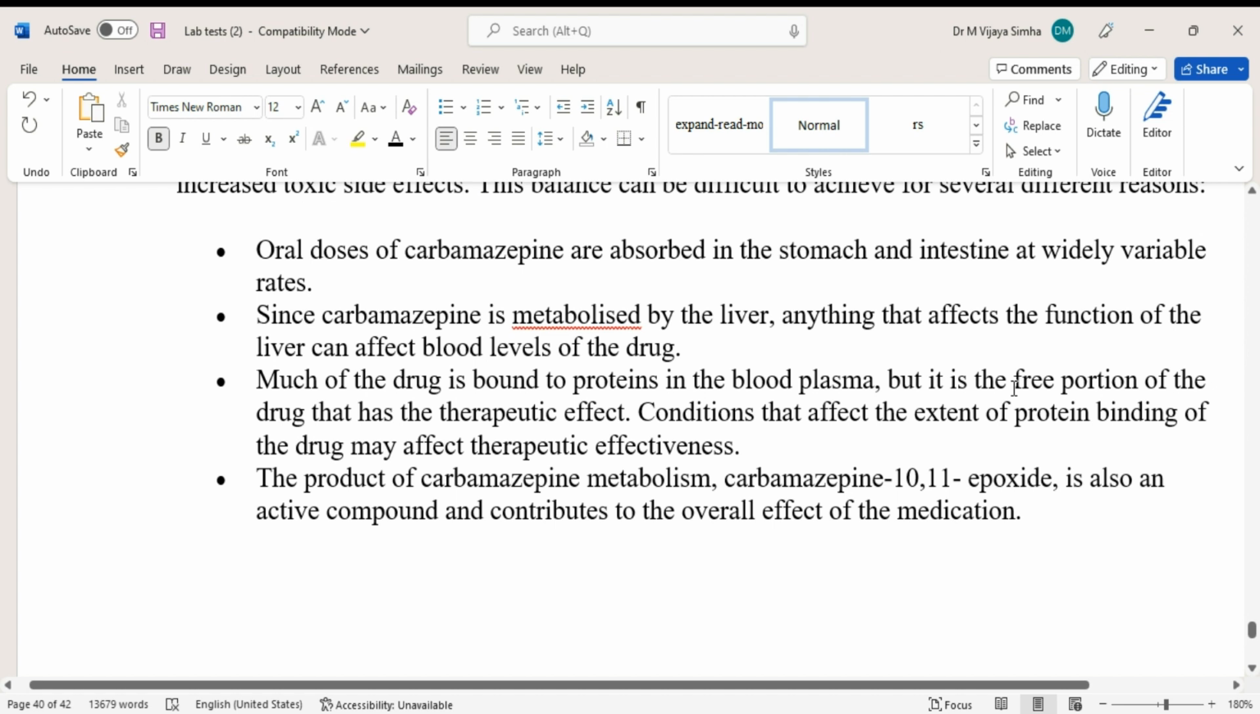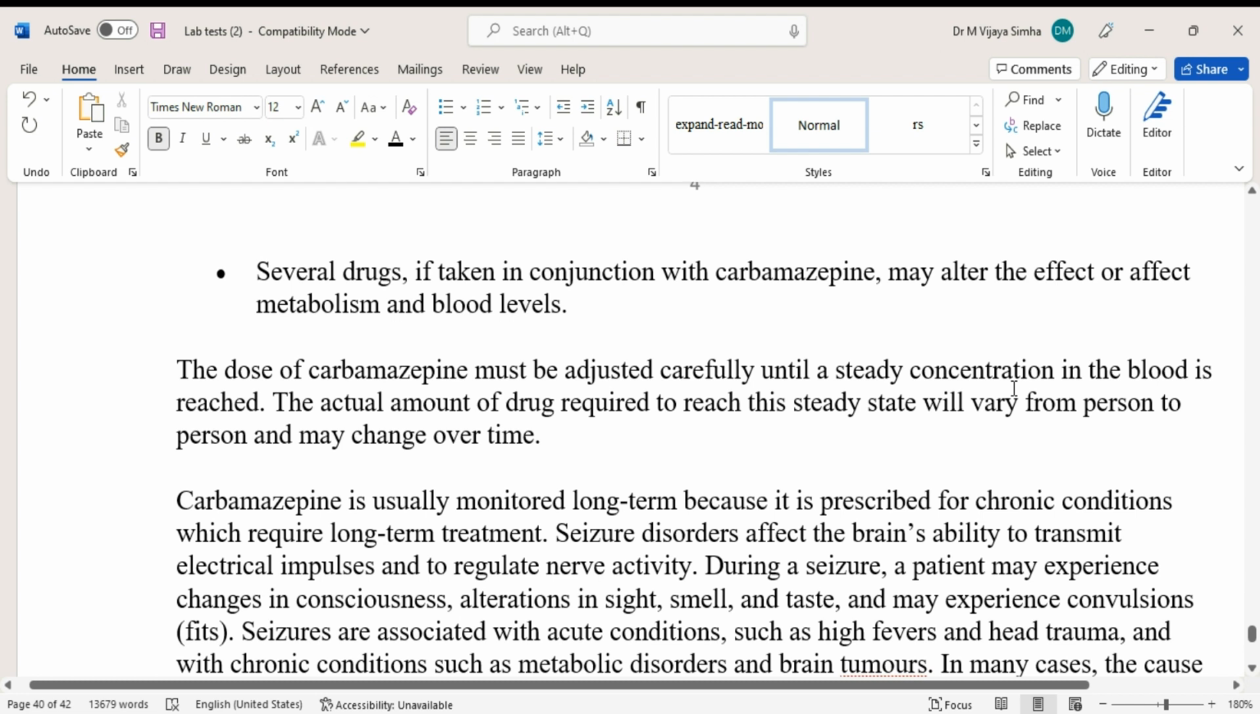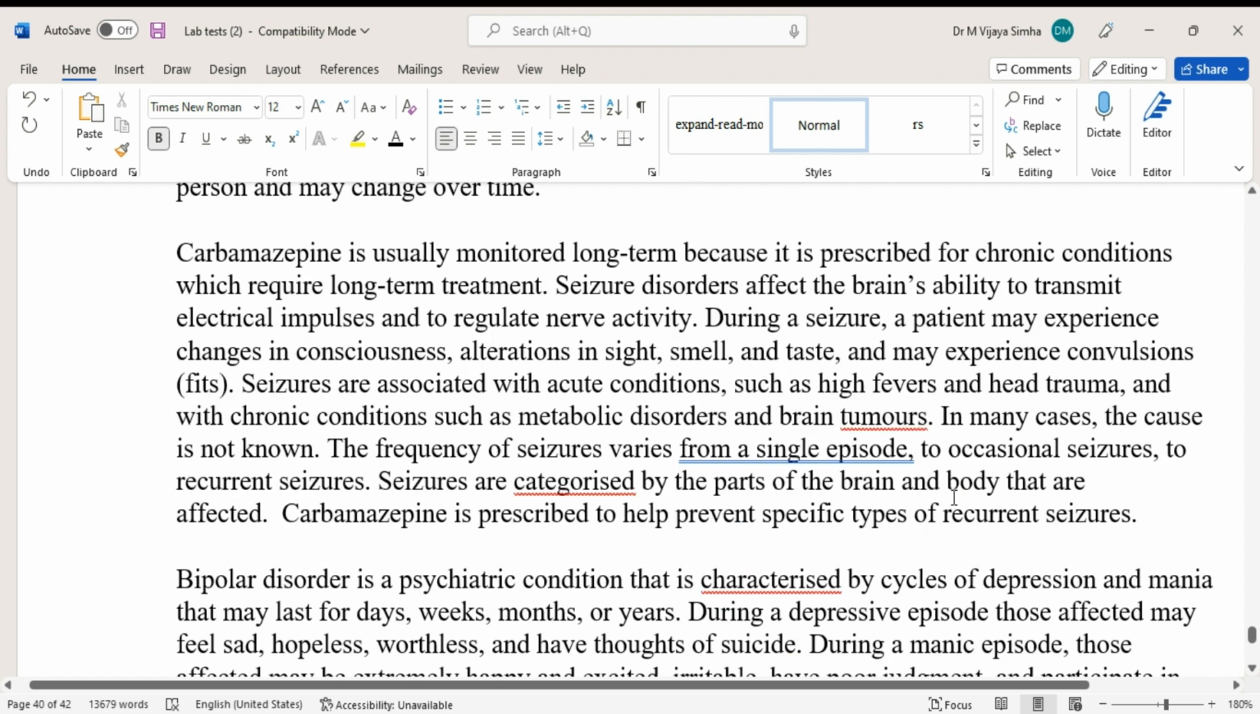The product of carbamazepine metabolism, carbamazepine 10,11 epoxide, is also an active compound and contributes to the overall effect of the medication. Several drugs, if taken in conjunction with carbamazepine, may alter its effect or affect its metabolism and blood levels. The dose of carbamazepine must be adjusted carefully until a steady concentration in the blood is reached. The actual amount of the drug required to reach this steady state will vary from person to person and may change over time. Carbamazepine is usually monitored long term because it is prescribed for chronic conditions which require long term treatment.